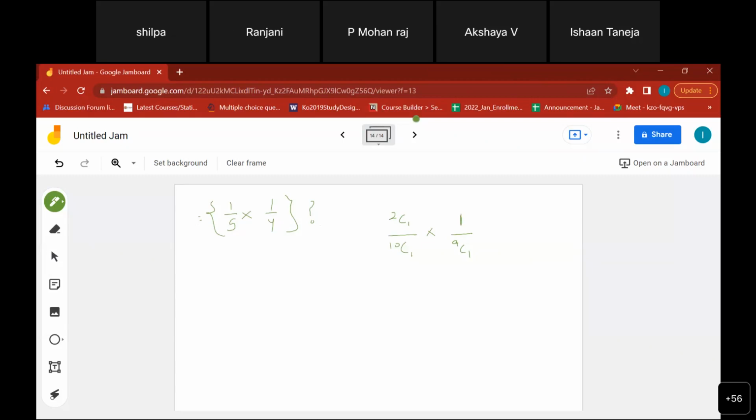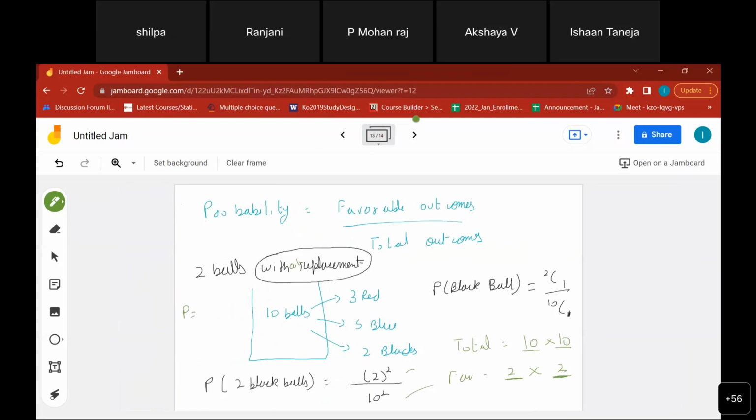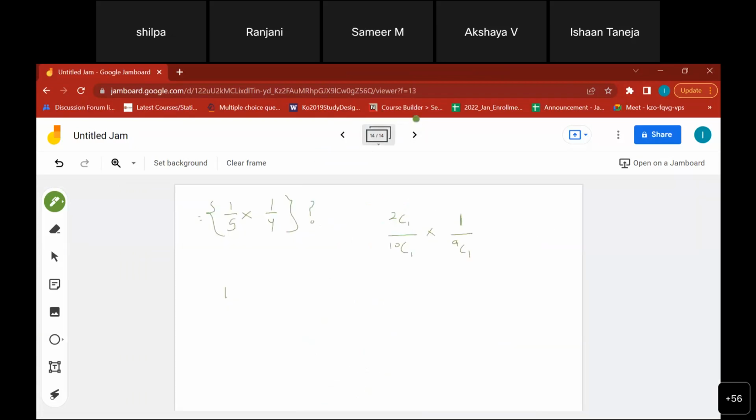Okay. And what is the probability if I have to draw one black ball and one red ball without replacement? One black and one red, yeah, without replacement. 3C1 into 2C1 divided by 10C2. 3C1 into 2C1 by 10C2. 3 by 45.